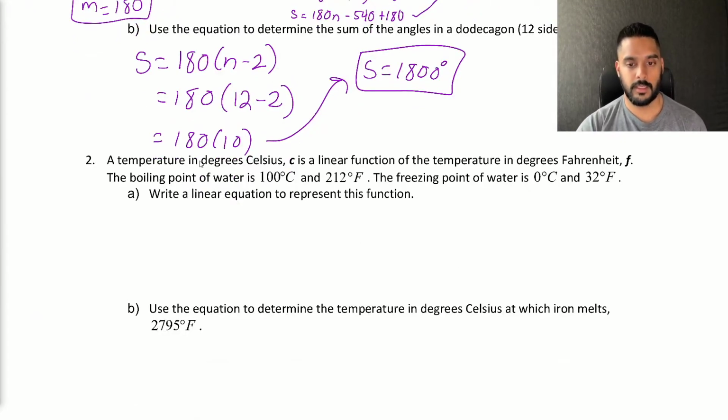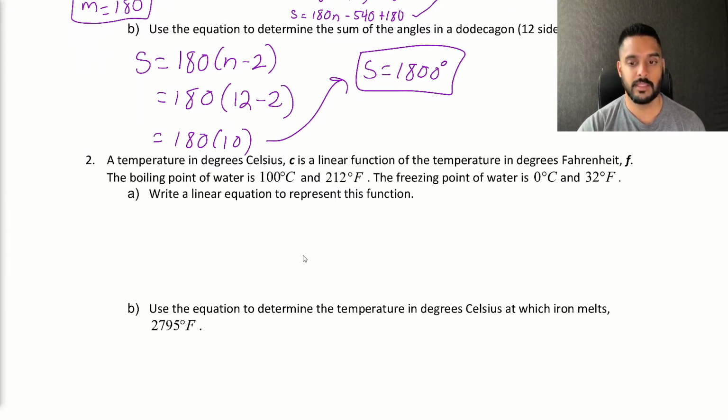So I've got, talk about temperature. Temperature in degrees Celsius is a linear function of the temperature in degrees Fahrenheit. The boiling point of water is 100 degrees Celsius, which corresponds to 212 Fahrenheit. The freezing point of water is 0 degrees Celsius, but 32 degrees Fahrenheit. We're asked to do the same thing, write a linear equation to represent this.